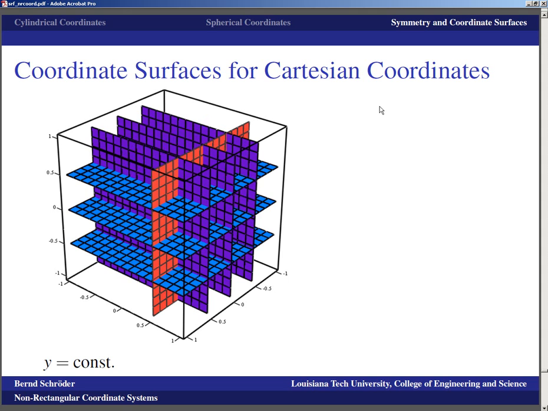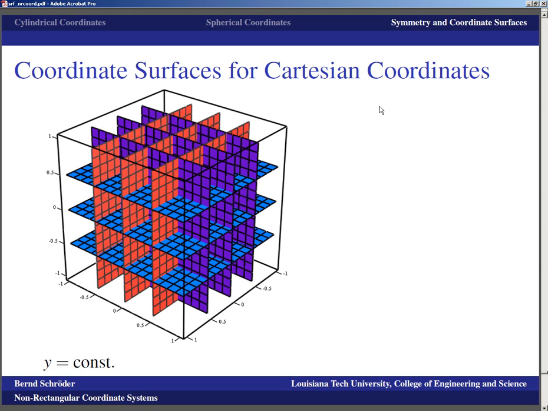That means we get coordinate planes going in this direction, and that again shows that even in multidimensional space, Cartesian coordinates are very good for straight objects. We've seen that, for example, in the representation of planes, which have very nice Cartesian equations.